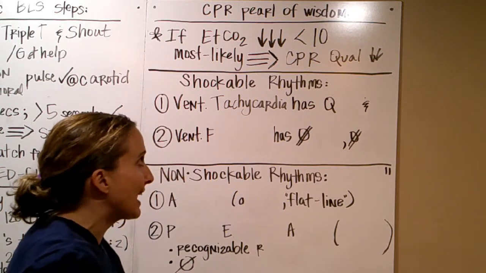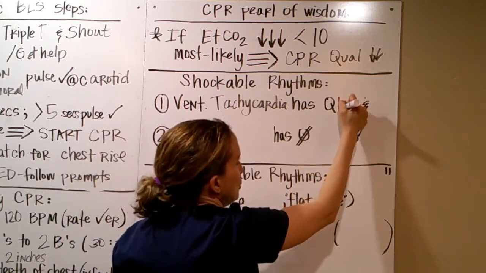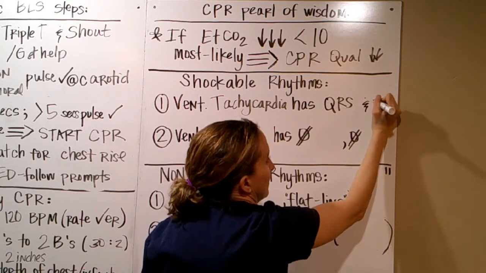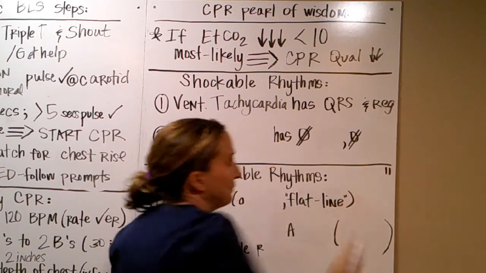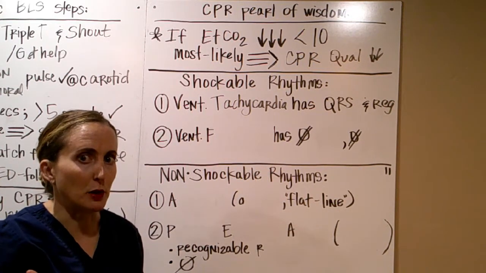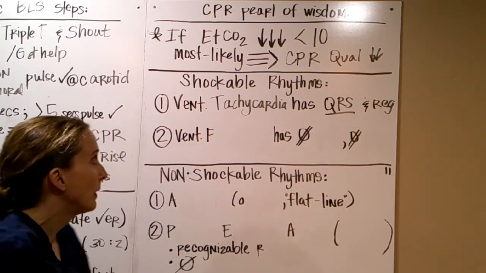So in VTach, what does VTach look like? Well, VTach has a QRS, and it also has a regular rate and rhythm. It's regular. It doesn't necessarily have a P wave or a T wave, but it has a regular QRS, okay?